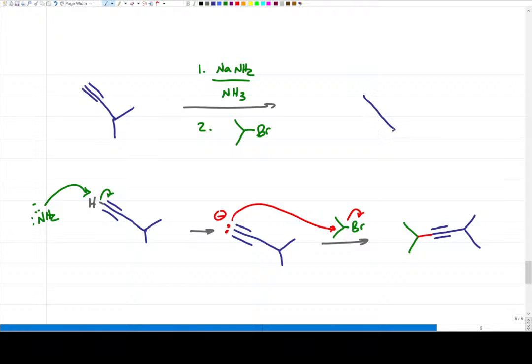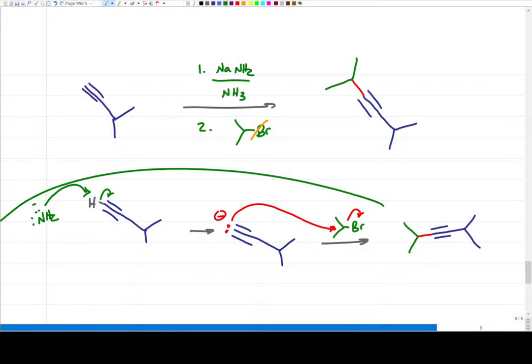Redraw your starting molecule exactly as you see it. Add a new bond between the terminal position and whatever you're about to add. Remove the leaving group from what you're adding, and then just add the carbon chain. And boom, no mechanism, no time wasted, but you got the correct product. What do you think of this method for solving a problem like this?